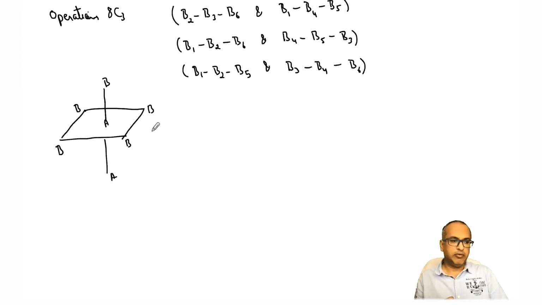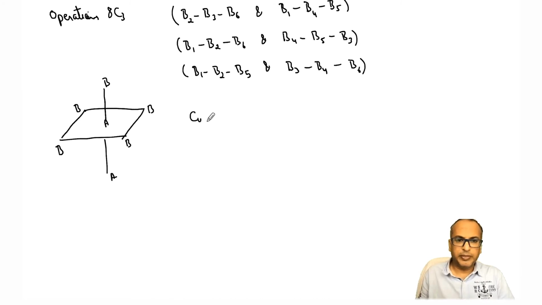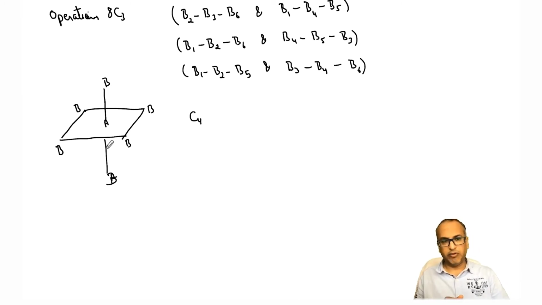Now there would be a C4 axis. So the C4 axis will be oriented along opposite BAB, that is the BAB which is making a 180-degree angle. How many such BABs are there? There are 3 such BABs.